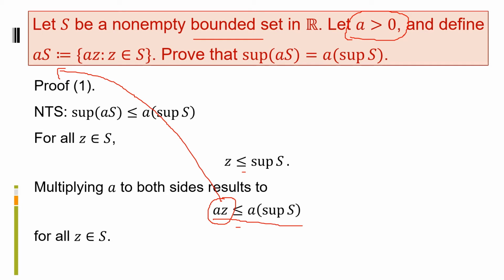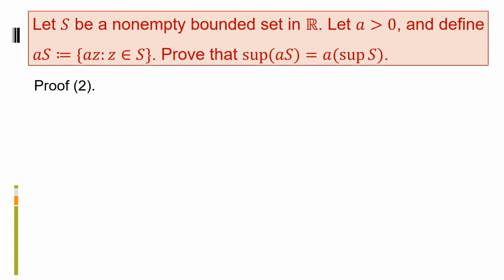This implies that A times the supremum of S is actually an upper bound of AS. Since upper bound yung A times supremum of S ng AS natin, then we say that the supremum of AS now is less than or equal to A times the supremum of S. So, na-prove na natin yung first part. For the second part, we need to show that A times the supremum of S is less than or equal to the supremum of AS.